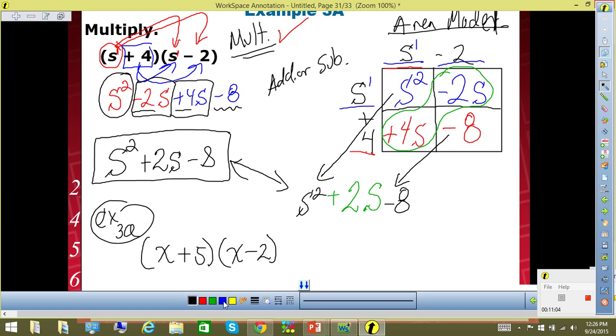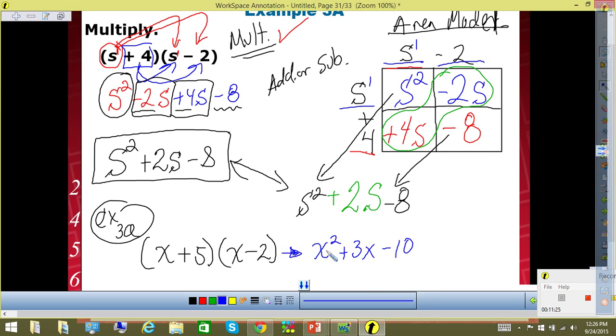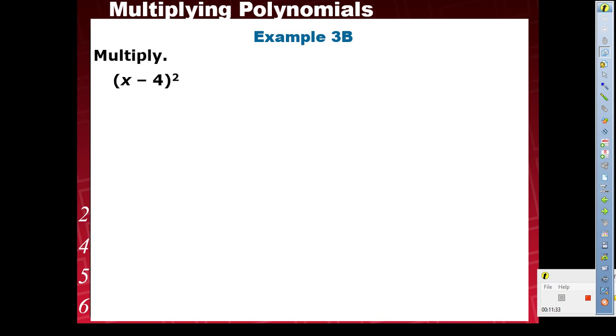All right, let's see. The product of these two factors, x plus 5 times x minus 2, you should have gotten x squared plus 3x minus 10. Hands if you got that. That is correct in both ways using distributive property and area model. Okay? Copy this one. Example 3b.